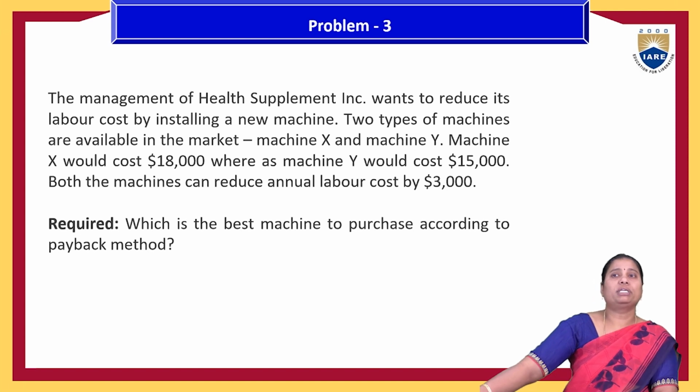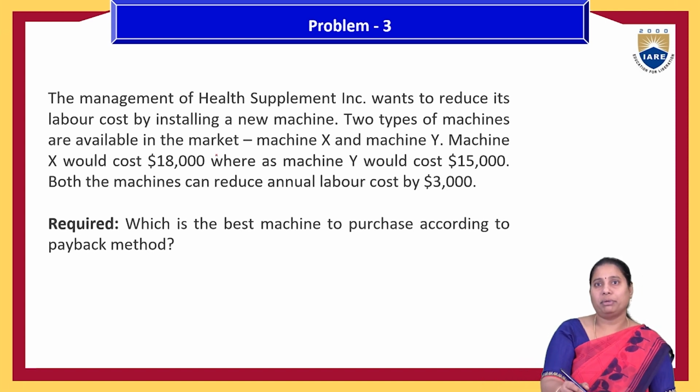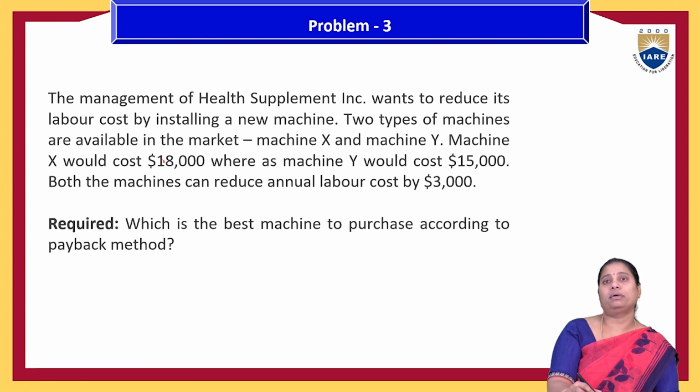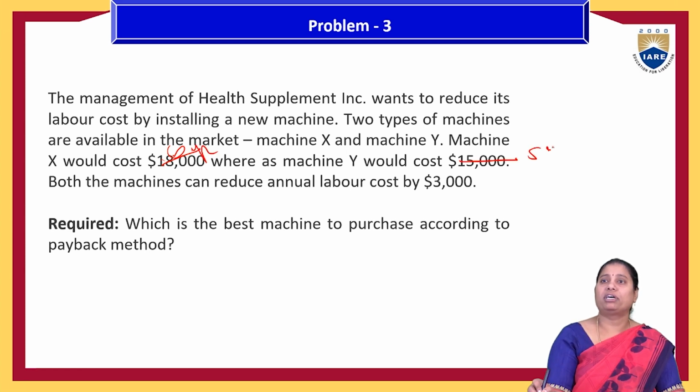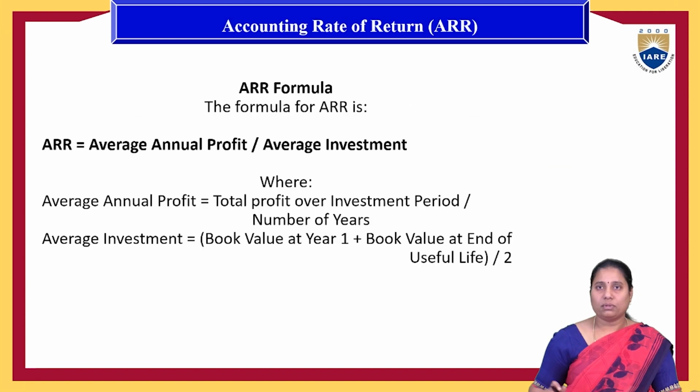Both are going to give the same benefit, but Machine X's cost will be recovered in 6 years, whereas Machine Y's is recovered in 5 years. Obviously, Machine Y is better to purchase than Machine X.